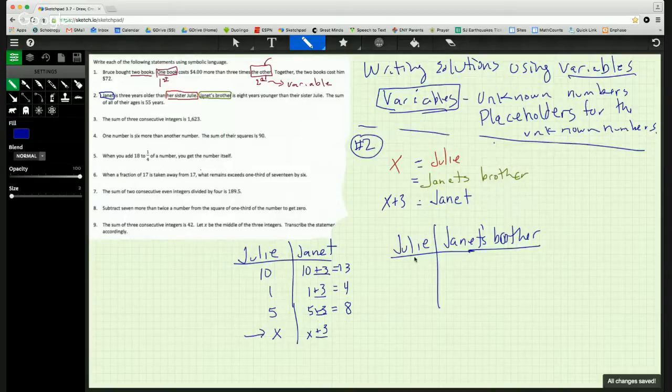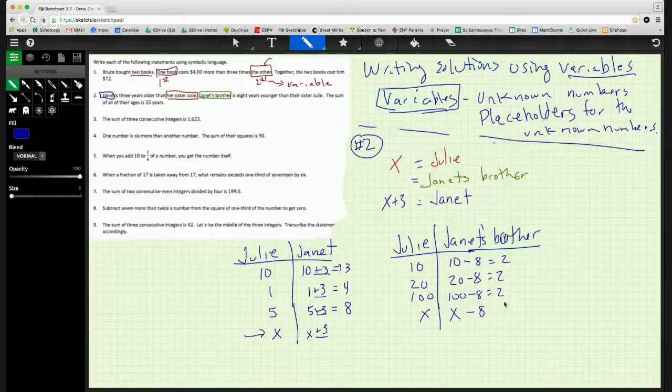Let's say if Julie's 10, Janet's brother is 8 years younger than Julie. So 10 minus 8, he'd be 2. If Julie was 20, we'd do 20 minus 8 equals 12. If Julie was 100, 100 minus 8 equals 92. But let's say Julie is X, because we know that Julie is X up here. So Janet's brother is whatever Julie is minus 8. So we're going to write in x minus 8, and that's going to be Janet's brother's age.